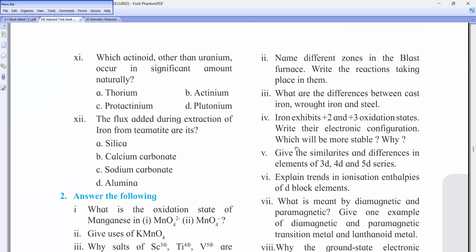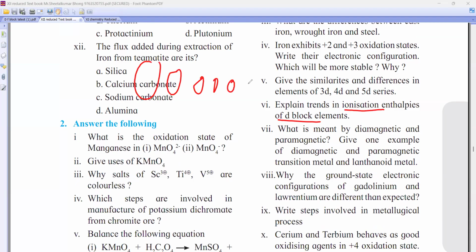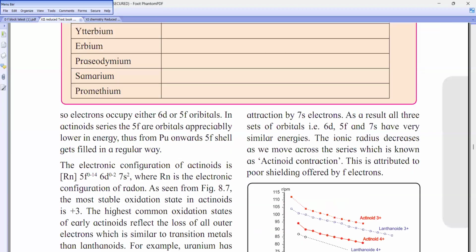Then explain the trend in ionization enthalpy. So what you will say, in D block across the period, atomic size decreases. Therefore, ionization enthalpy increases. Okay, so this we have done. Now we have to go to what, compounds.